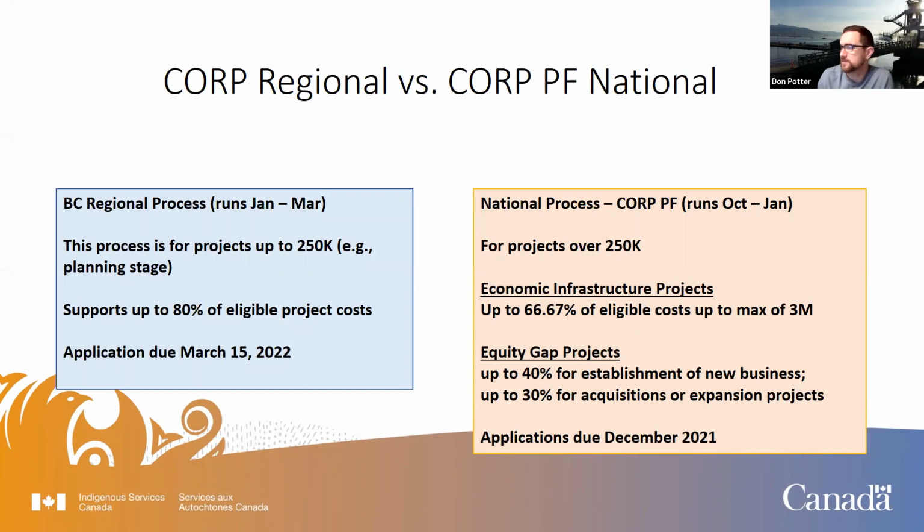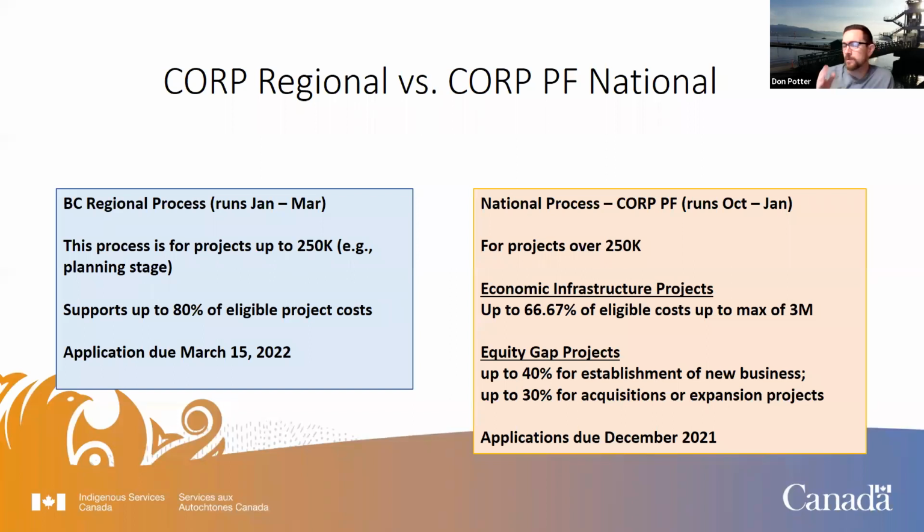So here is just a snapshot of the CORP regional versus the CORP national. Regional on the left, national on the right. Our BC regional process runs from January to March. This is the time when we're asking nations to contact the economic development officers to talk about projects. March 15th is when the application is due. This is for projects up to $250,000 and planning stage development type projects. Typically speaking, we'll support up to 80% of the eligible project costs, again, due March 15th.